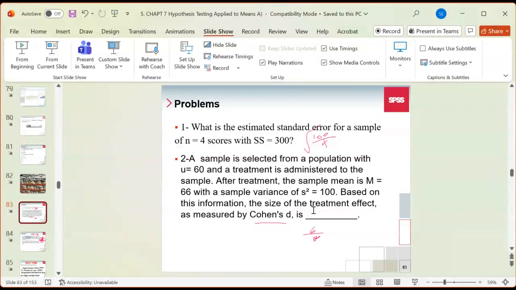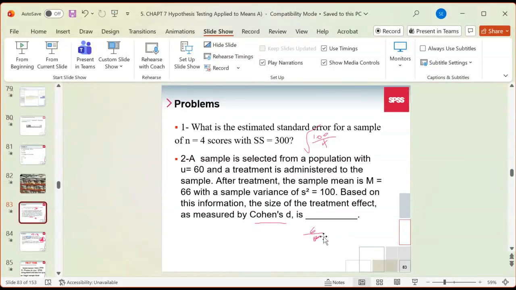M minus mu, that means 66 minus 60 is 6, which will be your numerator. I wrote it down right there, 6, divided by s. And you have variance, which is 100. So s is the standard deviation, which is the square root of 100, which is 10. So 6 divided by 10 is 0.6.